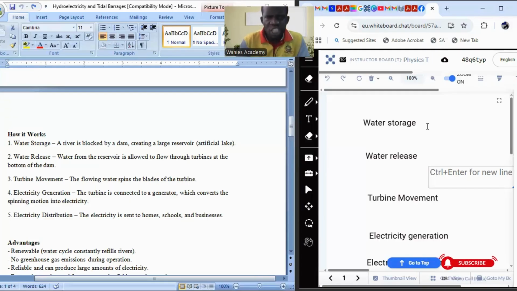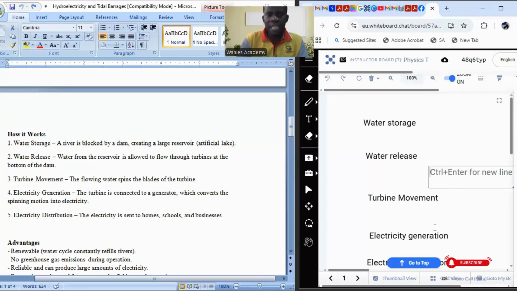The water is released and it begins to drive the turbine. The third step is that the turbine will begin to move as a result of the flow of water. The flowing water will spin the blade of the turbine as the water moves. When this happens, electricity is generated as a result of this action.